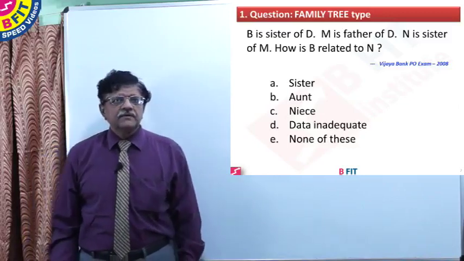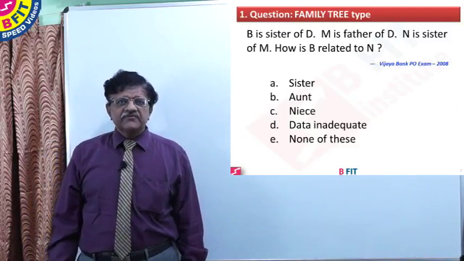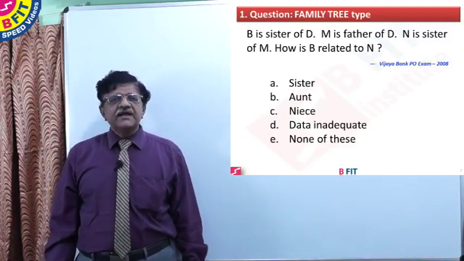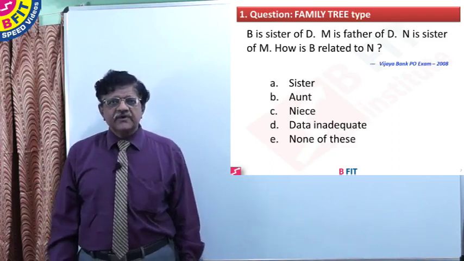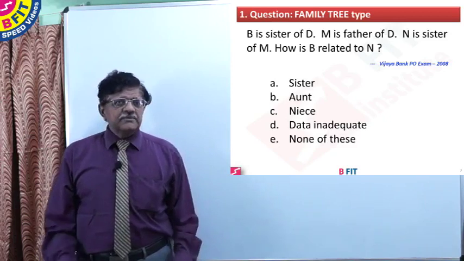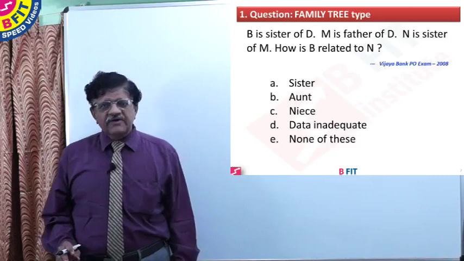Question number 1. B is sister of D. M is father of D. N is sister of M. How is B related to N? This question has been taken from Vijaya Bank PO exam 2008. Now it seems to be a little confusing, but once we draw the family tree, it will be very clear.